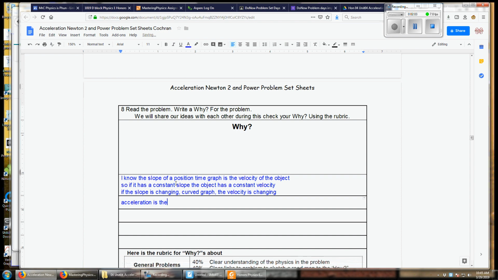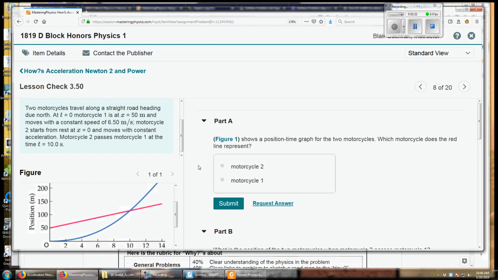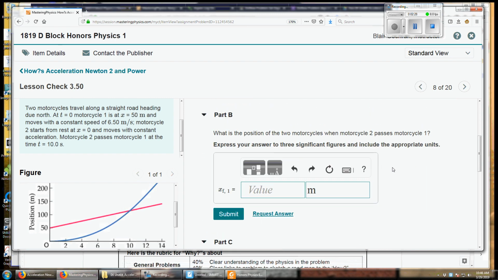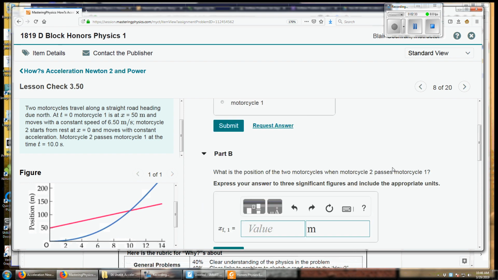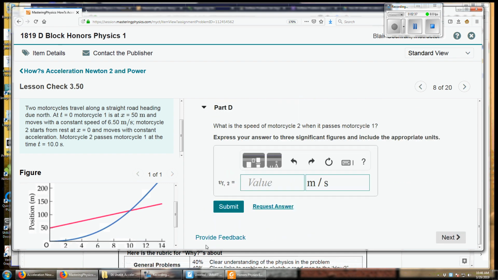Acceleration is the rate the velocity is changing. I think that's everything. Let's see, what did they ask me? Pick which one is which. What is the position of the two motorcycles when the motorcycles pass? Oh, what must be true for things to pass each other?